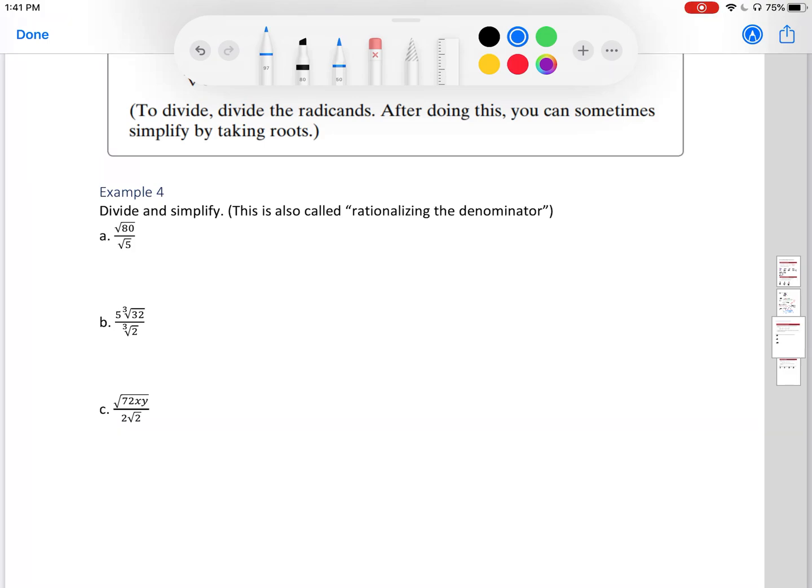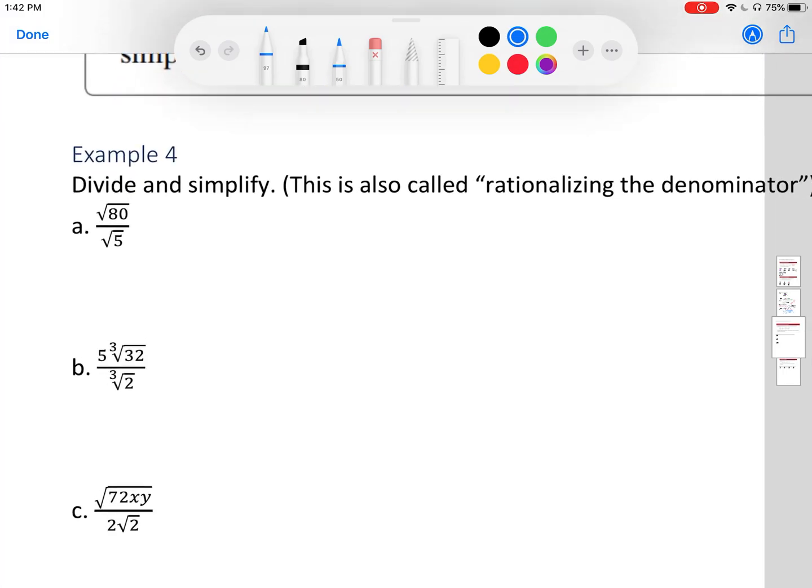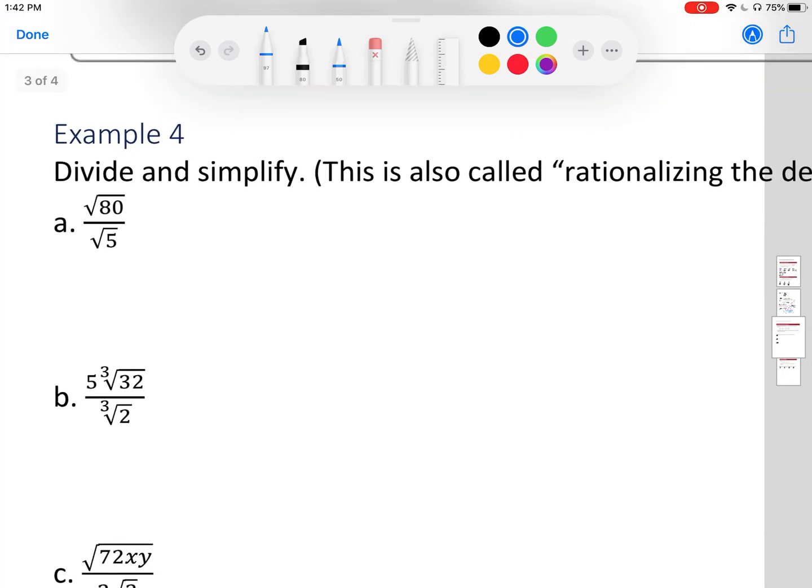Meaning I can work with them separately, or I can divide them as a radical. It really is up to your own consideration which would be the best way to approach such a problem. Okay, so for this one, I can divide 80 and 5. Why don't we write them under the same radical? 80 divided by 5. Well, 80 divided by 5 is 16. The square root of 16, well, that gives us 4.